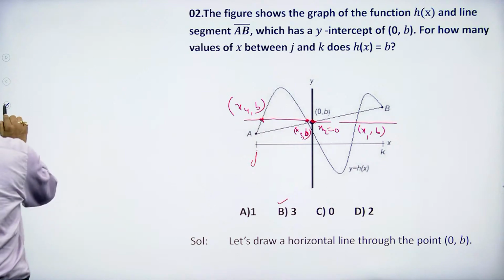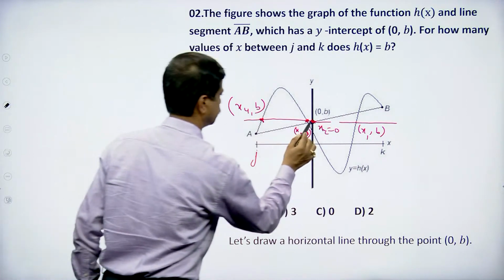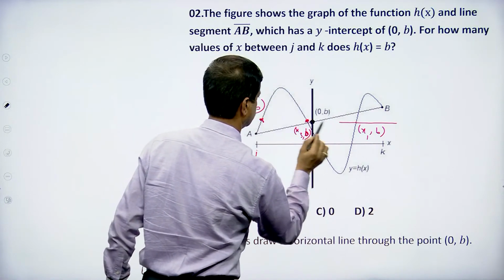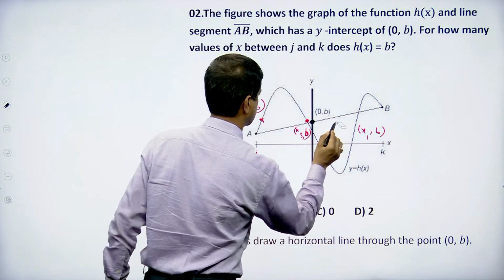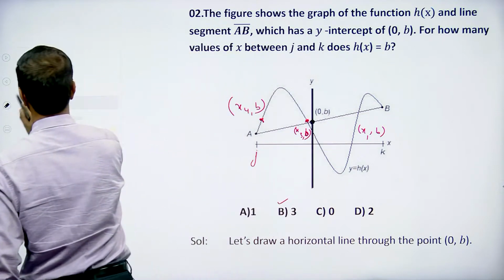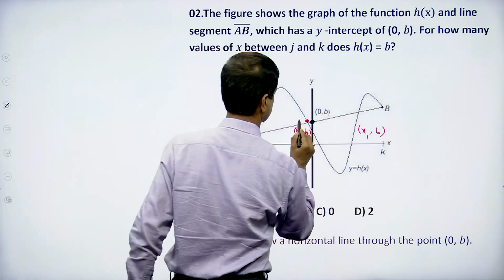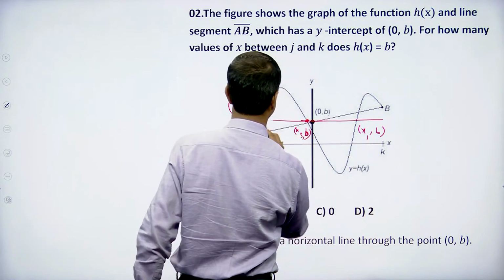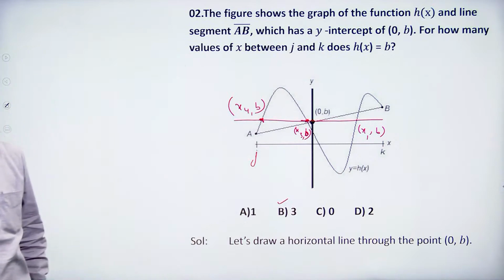So I will remove this part because there should not be confusion. So now I am drawing a horizontal line. That's all. Okay children, please note it fast.